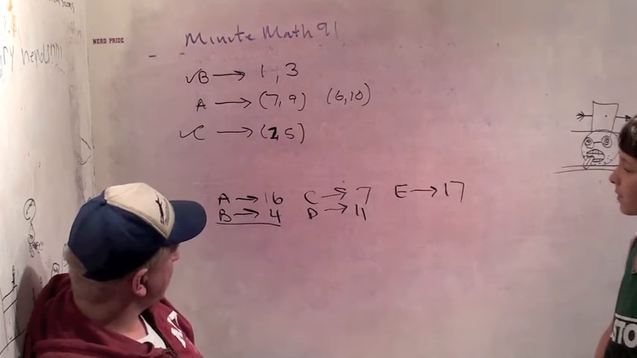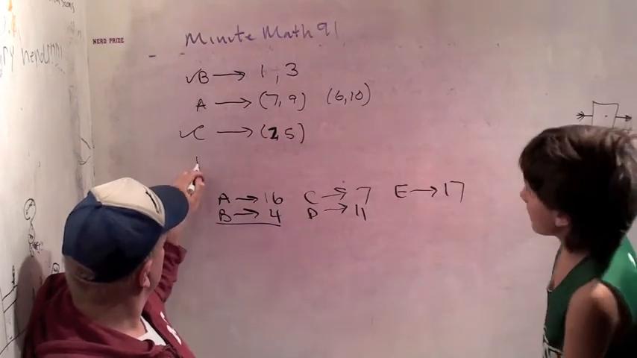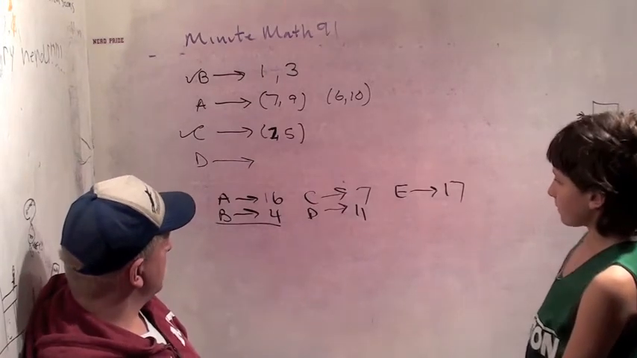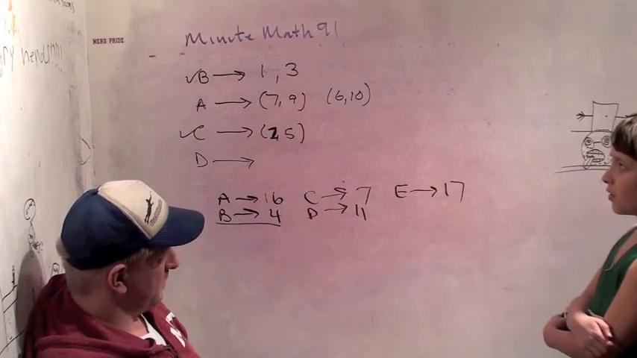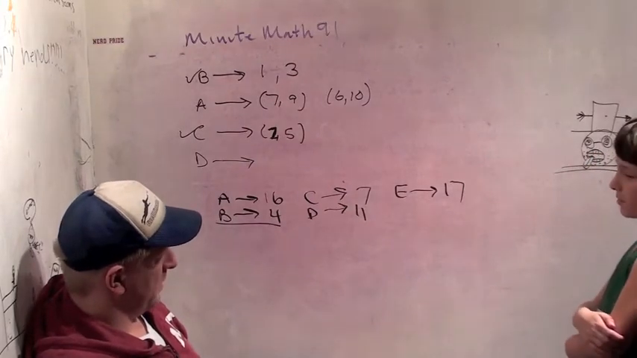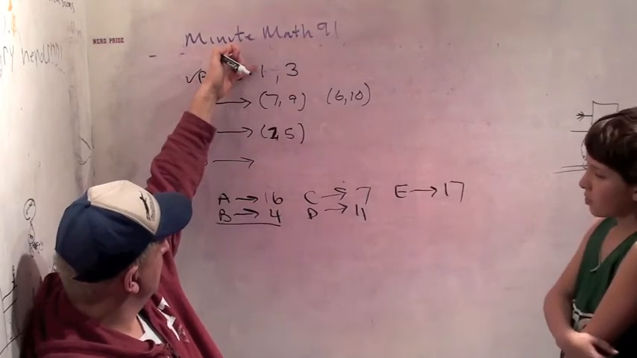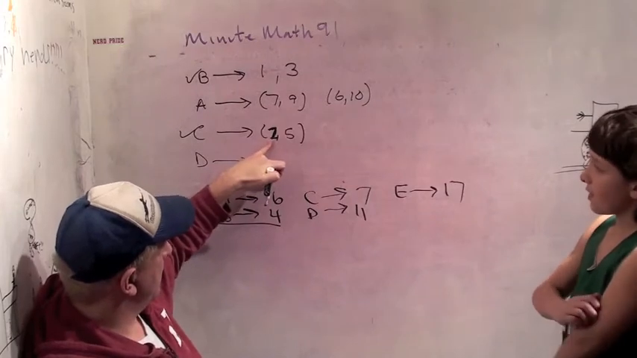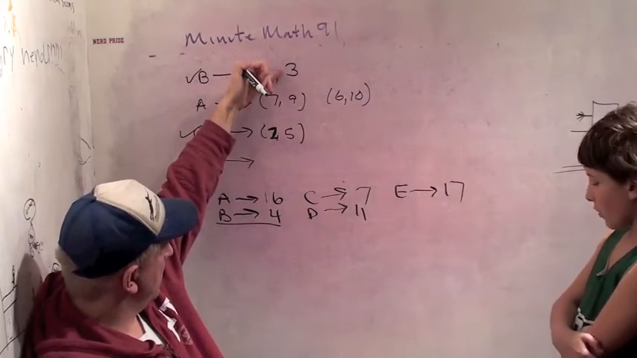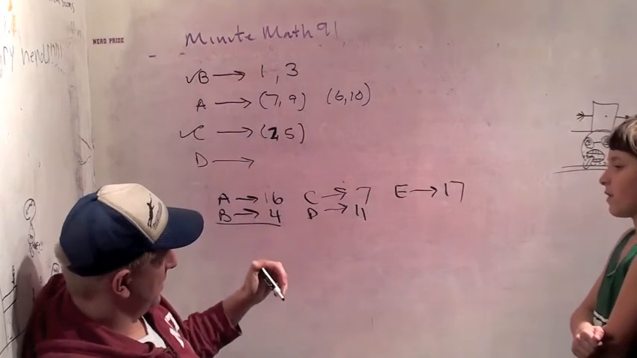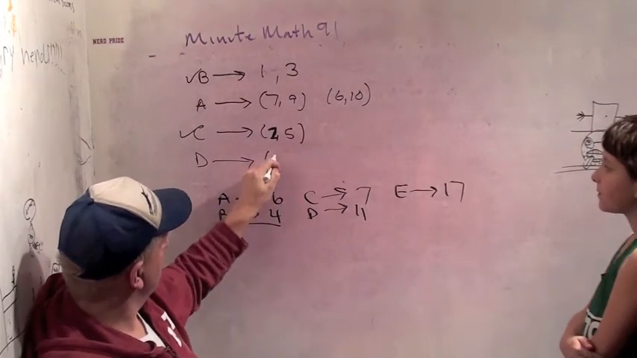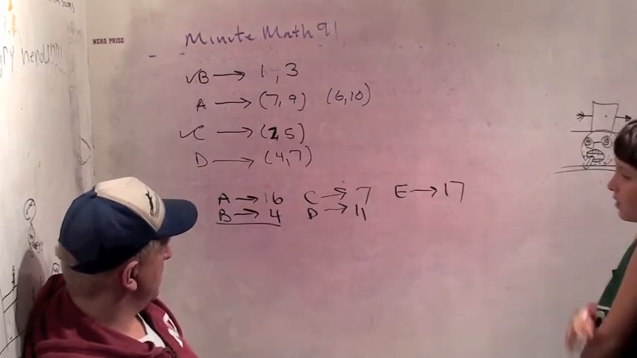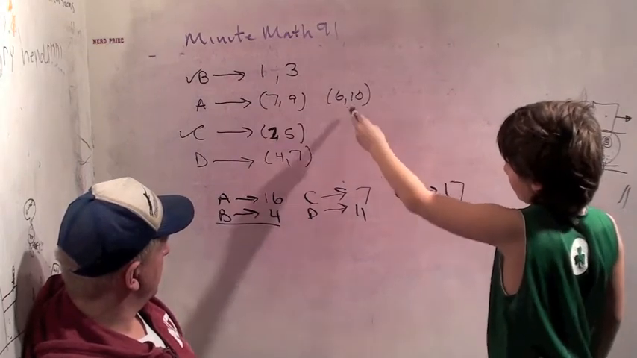Okay? Let's see. Now for D. How can you make 11? You can do 1 and 10. That doesn't work because we already used 1. 2 and 9? Nope. We already used 2. 3 and 8. Nope. 4 and 7 might work. And there's 5 and 6, except we don't know which one.